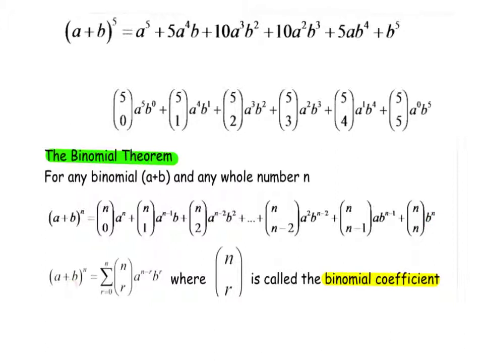So a plus b to the n power is the sum of all of these terms. So these are each individual terms, and this is the sum of all the terms, starting with the 0 term to the n term. And n over r, or the combination n choose r, is called the binomial coefficient.